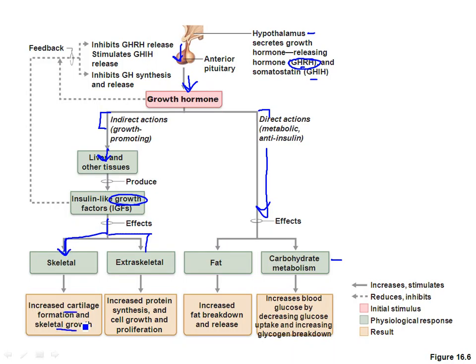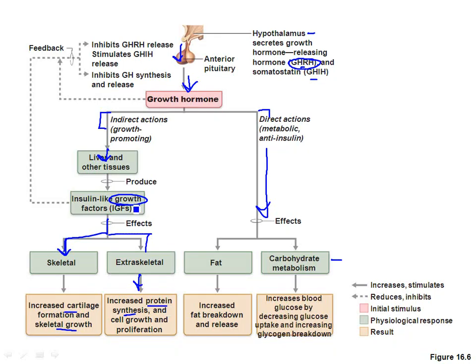If you remember back to 201, how are bones made? You've got to lay down cartilage, then bone comes in, so you're going to have more cartilage formation, more bone growth. Increased protein synthesis, cell growth, proliferation. Again, think about your muscles growing. Muscles are made out of protein. So the more protein you can make, the bigger your muscles can get.